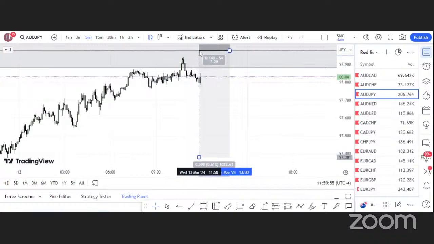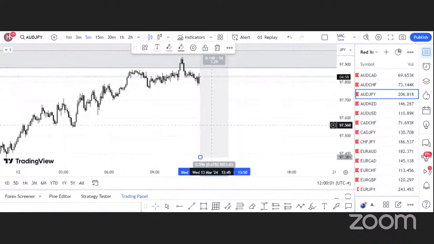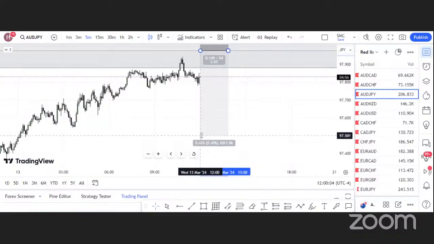We had two trades today. The first one, we've already closed. We made good profit. The second one is still running. And guys, make sure you close once you start making profit.